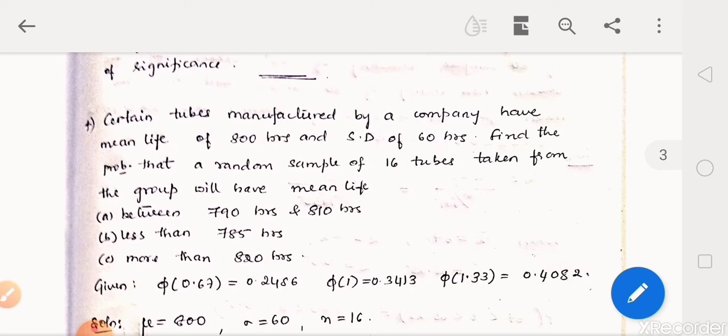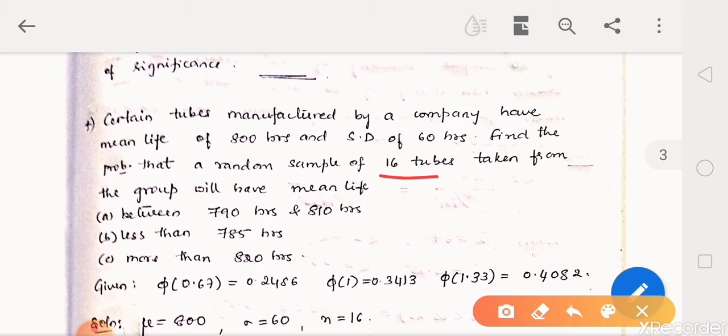C, more than 820 hours. Given, phi at 0.67 is equal to 0.2486, phi at 1 is equal to 0.3413 and phi at 1.33 is equal to 0.4082. Solution. Here given sample of 16 tubes, so n equal to 16.